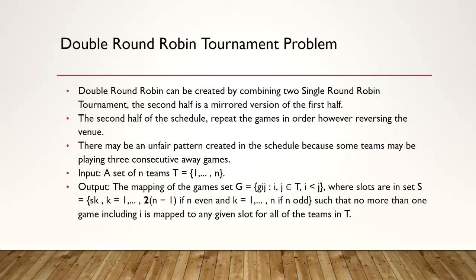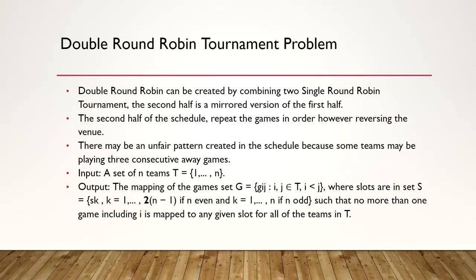So our second variation of a tournament problem is a double round robin tournament problem. The double round robin can be created by combining two single round robin tournament problems, and the second half will be a mirror version of the first half. The second half of the schedule repeats the games in order, however, reversing the venue. There may be an unfair pattern created within the schedule because some teams may be playing 3 consecutive away games.